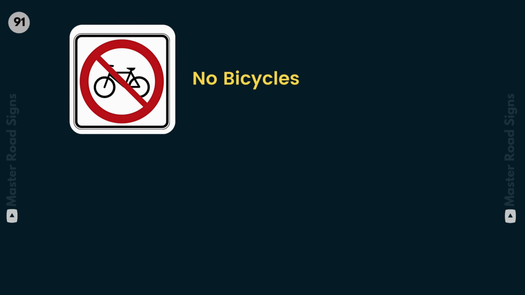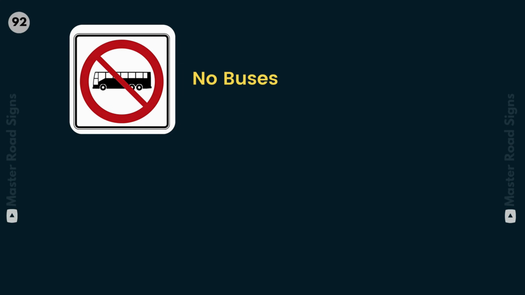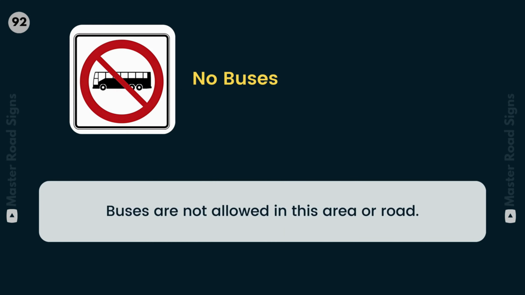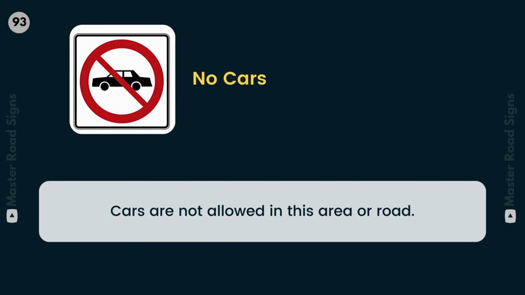No bicycle sign. Bicycles are not permitted in this area or road. No buses sign. Buses are not allowed in this area or road. No cars sign. Cars are not allowed in this area or road.